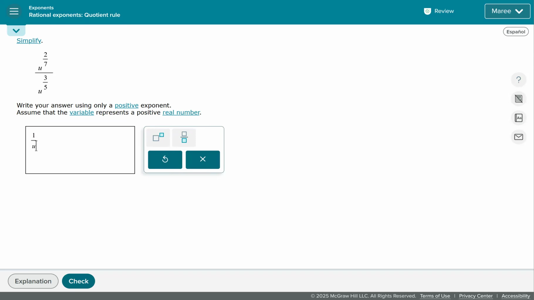u, and then I have to figure out what 3/5 minus 2/7 is. So let's work on that here. So 3/5 minus 2/7. We have to get a common denominator, which is going to be 35. 5 times 7 is 35, so we have to do 3 times 7, and 7 times 5, and 2 times 5. So that would be 21/35 minus 10/35, which is 11/35. And that's what I'm going to type in for my new exponent.